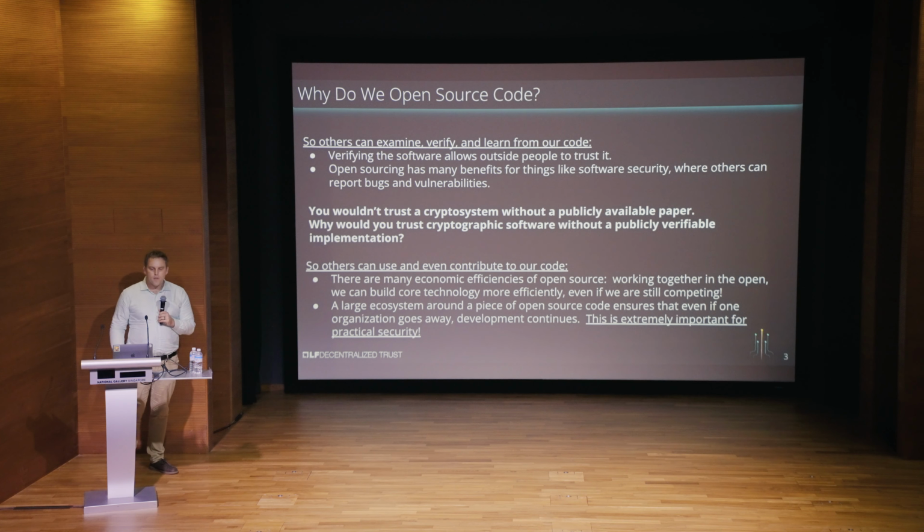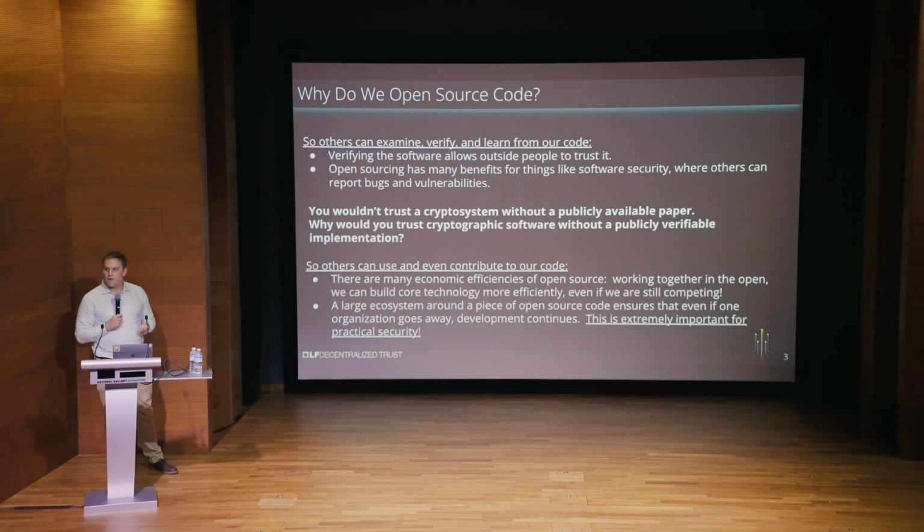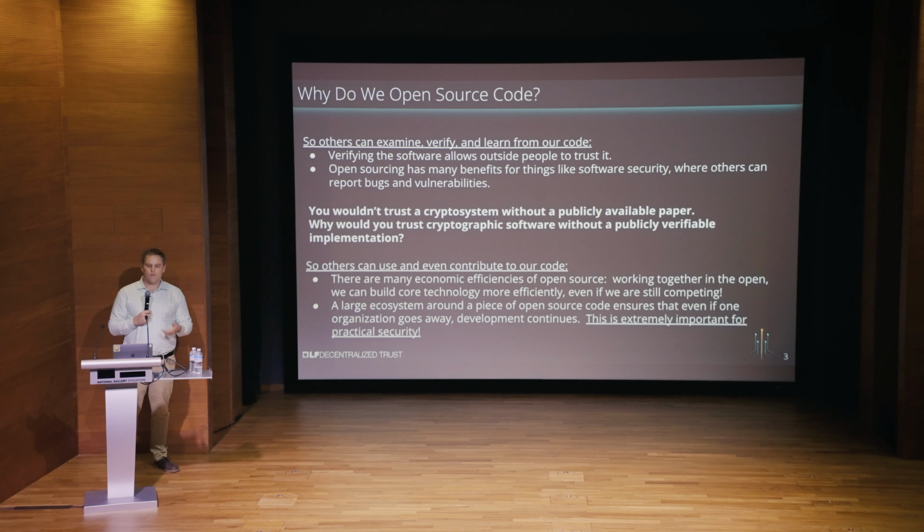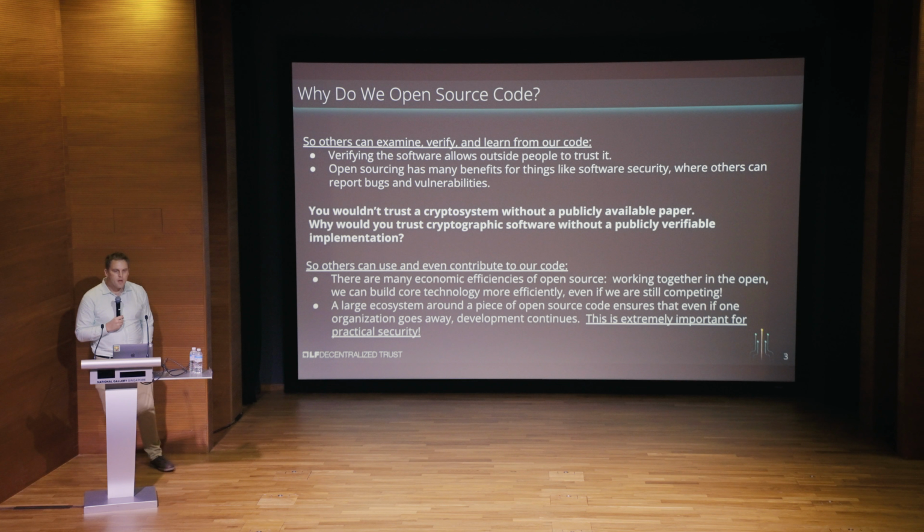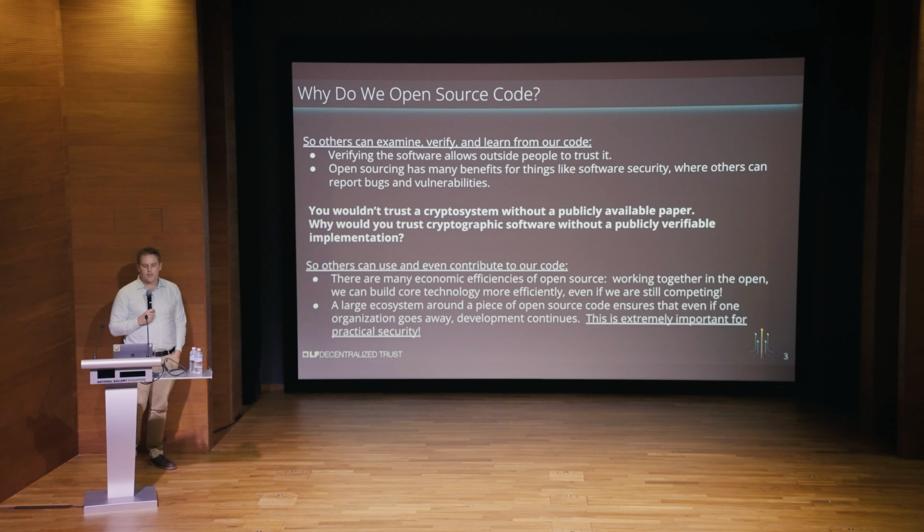So let's get started. Why do we open source code? Pretty much in cryptography, everything is open source, so I'm sort of preaching to the choir here. But one of the main reasons is, as I know Nigel and some others brought up, you want to be able to verify the code, and you want others to be able to verify the code. For the academics here, you wouldn't trust a crypto system without a publicly available paper. Why would you trust software without a publicly available implementation?